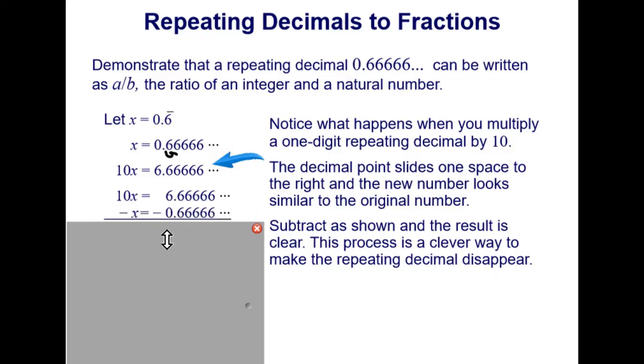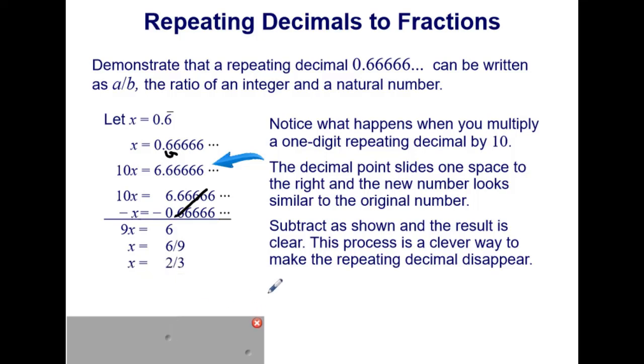Now we're going to subtract x from both sides. If we want that rational number as a ratio, we need to get rid of the repeating part, so we need to subtract it from both sides. Subtract x. Now we have 10x minus x equals 9x, and 6.6666 minus 0.6666 is just the 6. The repeating part cancels out. Now we can solve for x by dividing both sides by 9, so 6 divided by 9. We can simplify by a factor of 3 to get x equals 2 over 3. So the repeating decimal 0.66666, or 0.6 repeating, is also written as the fraction, the ratio of 2 to 3.